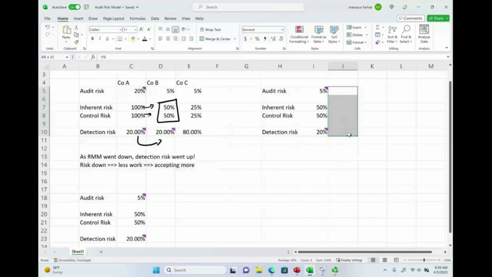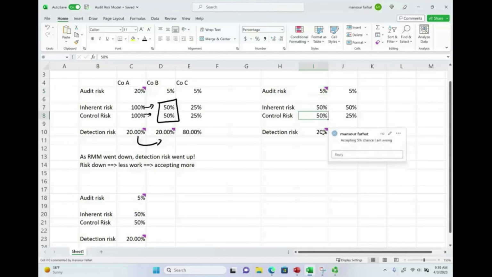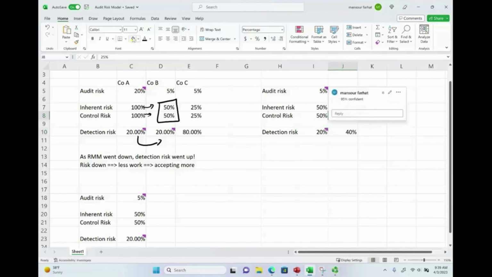Let's look at different scenarios. Let's assume I'm starting with 5% audit risk, 50% inherent, 50% control, 20% detection risk. Now, what if I only change my control risk? If I lower my control risk, I'm willing to take more of a chance. Why? Because I'm willing to rely on the company's records.